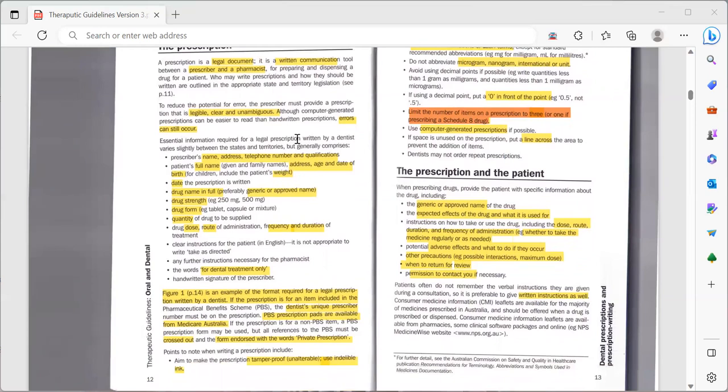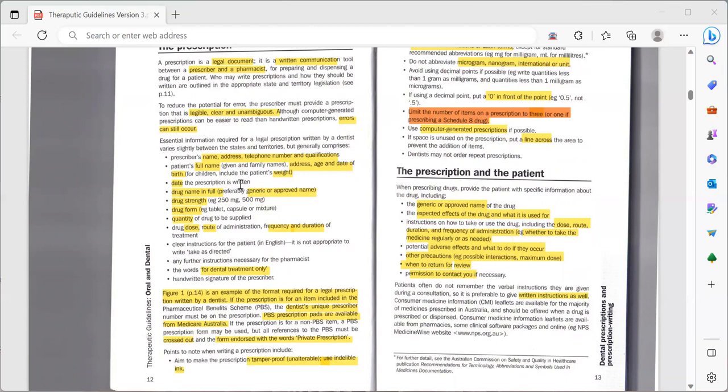Essential information required for a legal prescription written by a dentist varies slightly between the states and territories, but generally comprises the following. You will write the prescriber's name, address, telephone number, and qualifications. So this is your information. Then the patient's information, which will include his full name, address, age, date of birth, and for children you should also write the weight, because when prescribing any painkiller, we usually dose with the patient's weight or the patient's age.